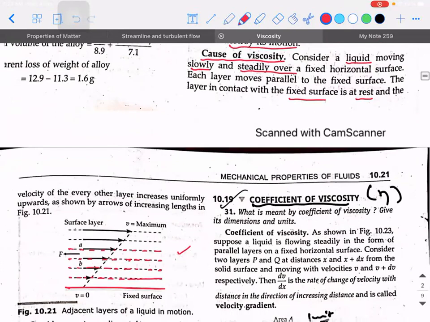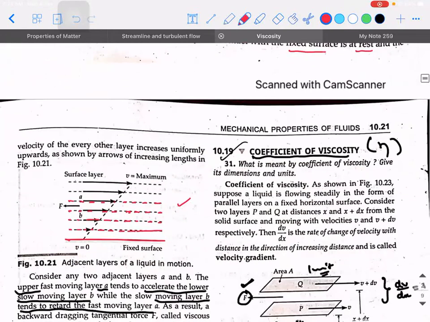Then what will happen to the velocity of the layers as you move away from the fixed surface? The velocity of every other layer increases uniformly upwards. That is, as you move away from the fixed surface, the velocity of each layer will consequently increase.